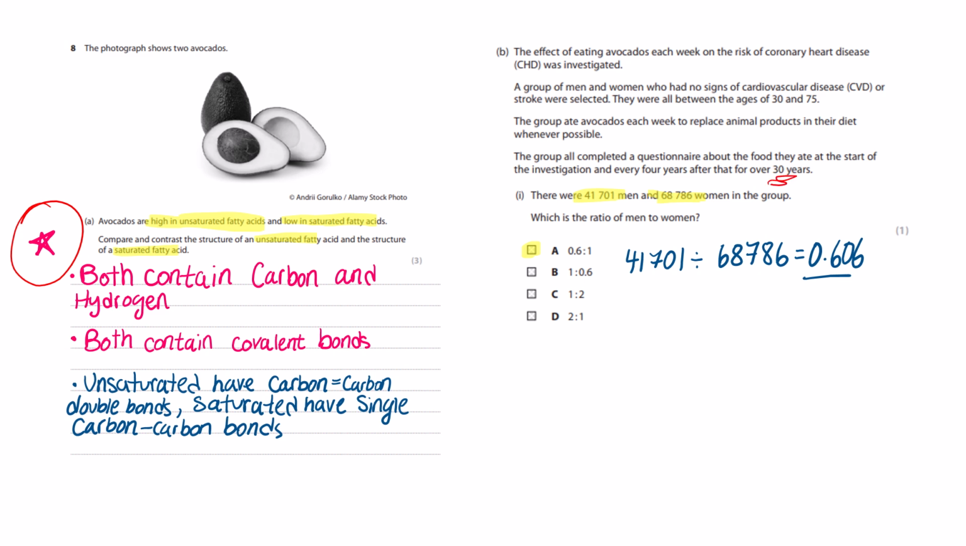There were 41,701 men and 68,786 women in the group. What is the ratio of men to women? All you have to do is just divide men by women, which gives you 0.6. So therefore, our ratio is 0.6 to 1. Because we have 0.6 men to women, so put the men first and then the women. Because if you choose B, that is indicating 1 for men, which is wrong because the question says men to women.